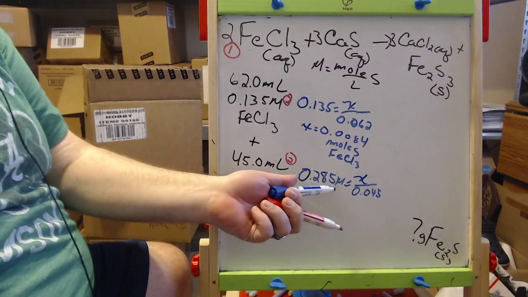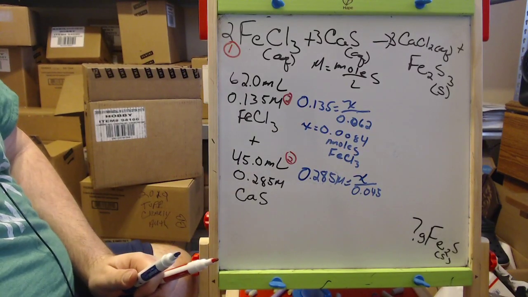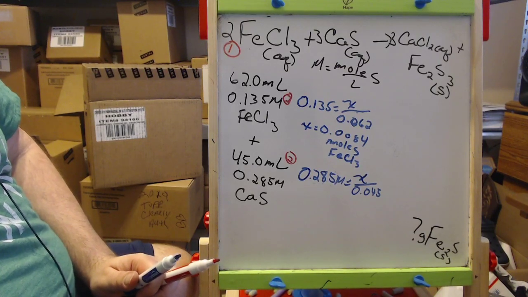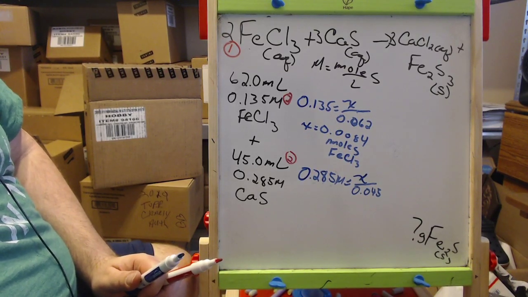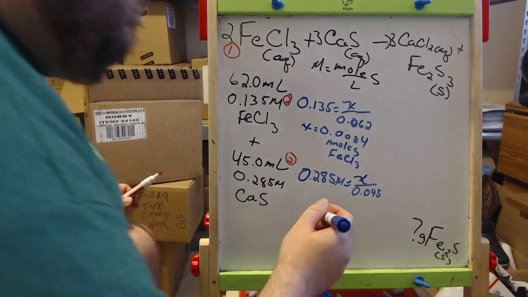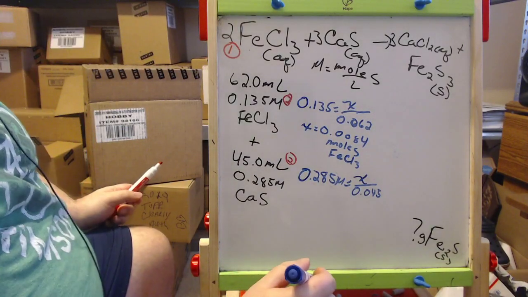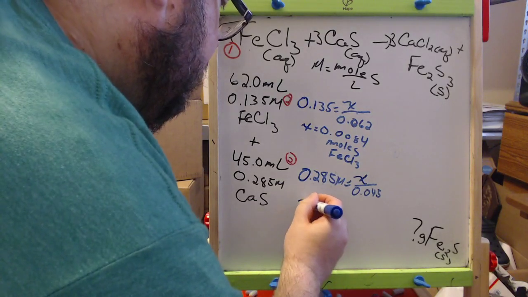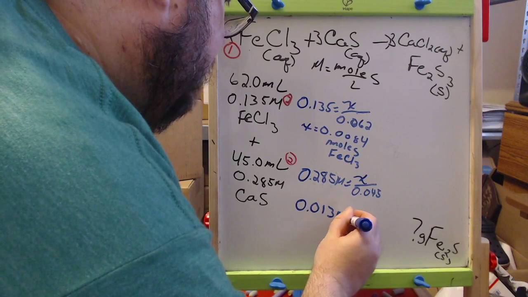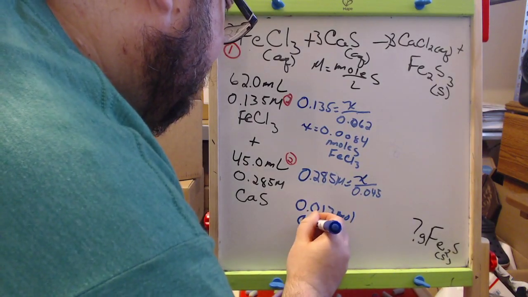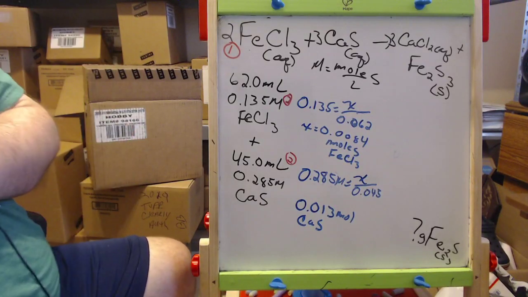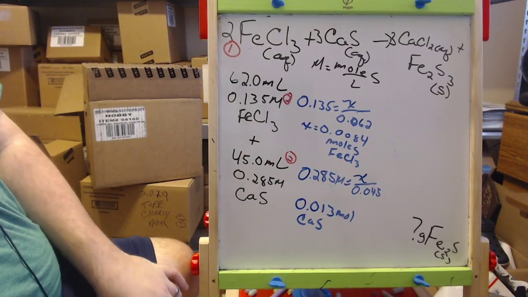Now we're going to do the same thing for this one. 0.045 times 0.285 is 0.013. This is 0.013 moles of CaS. Okay? You guys with me so far?